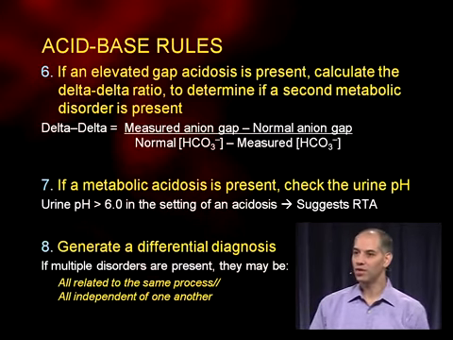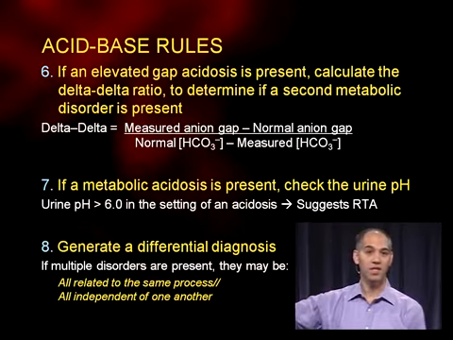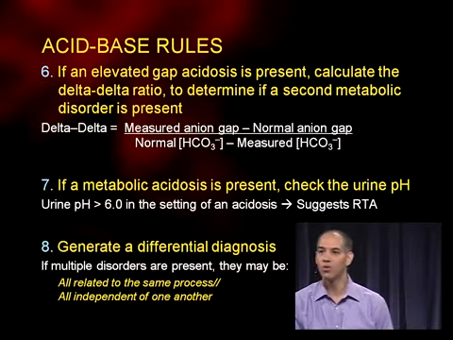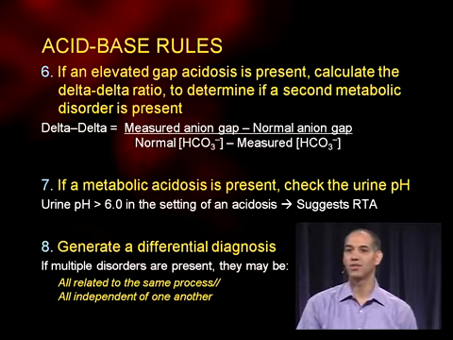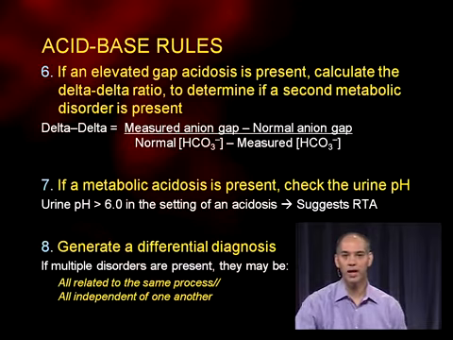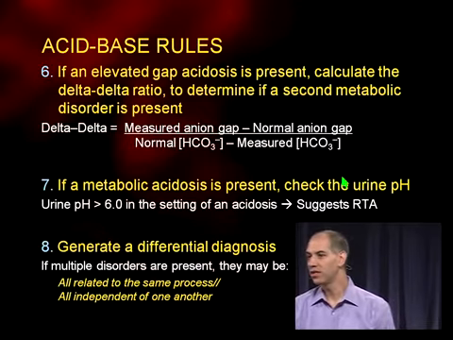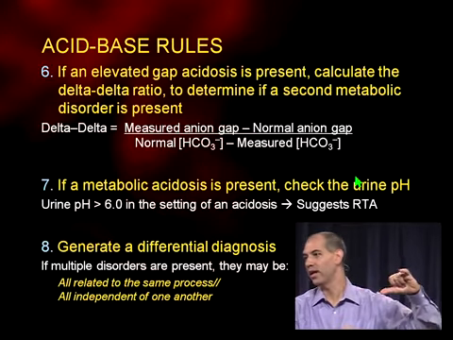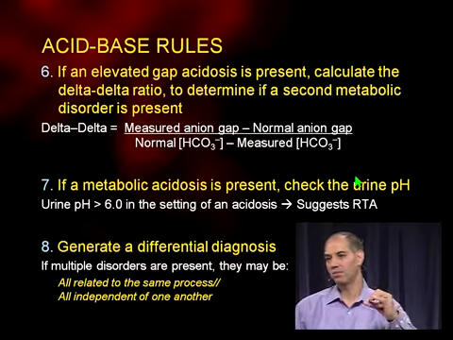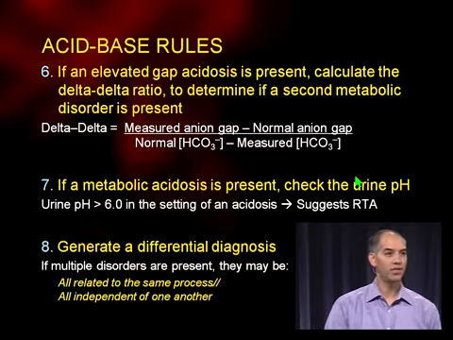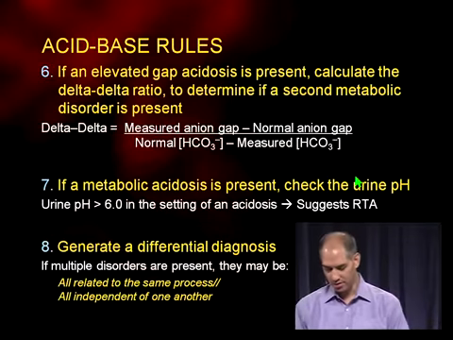And the way that you determine that is you see how much the gap has increased and has the bicarb decreased the same amount, or when you correct for the increased gap, is there still an acidosis going on? And so as I said earlier, if your bicarb is 15, so it's fallen by 9, if it's an increased gap acidosis, you would expect the anion gap to be increased by 9. If the gap is increased by only 4, then in addition to an increased anion gap acidosis, there is also a non-gap acidosis going on.